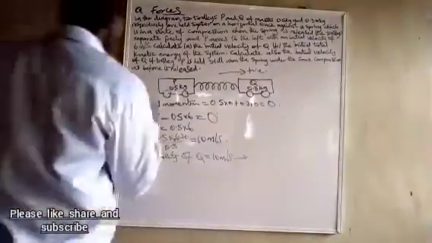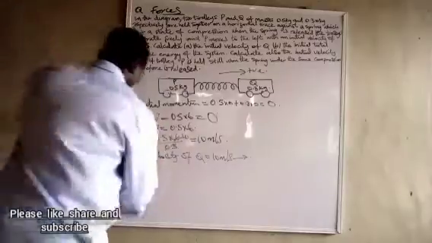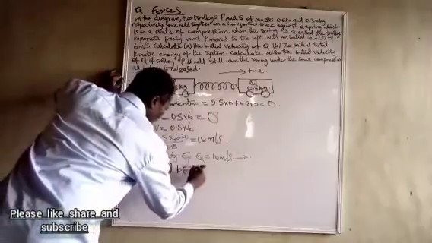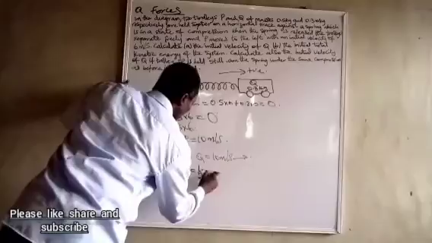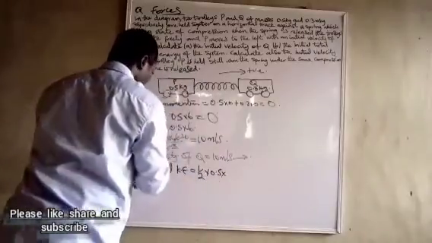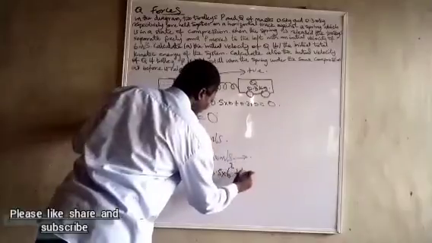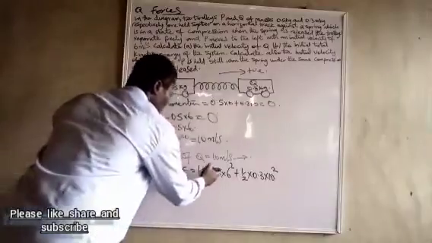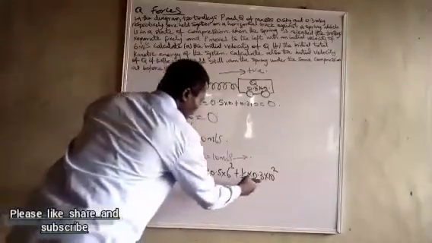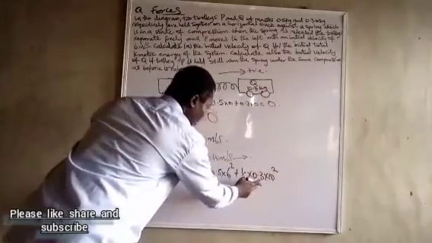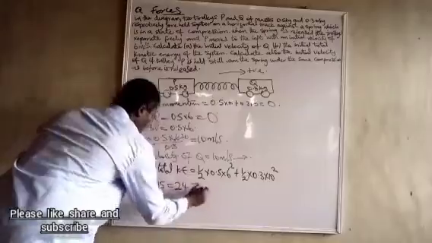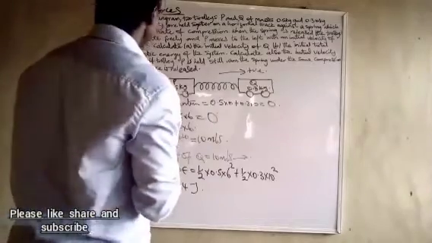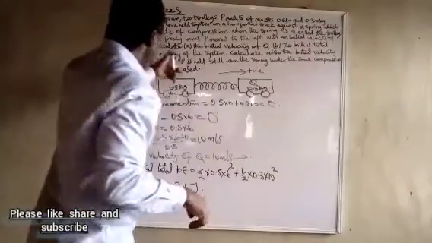Now, we are also asked to calculate the initial total kinetic energy of the system. So, initial total KE is equal to half times 0.5 times 6 squared plus half times 0.3 times 10 squared. This will be equal to 9 plus 30 over 2, which is 15. So it's equal to 24 joules. So the initial kinetic energy is 24 joules.